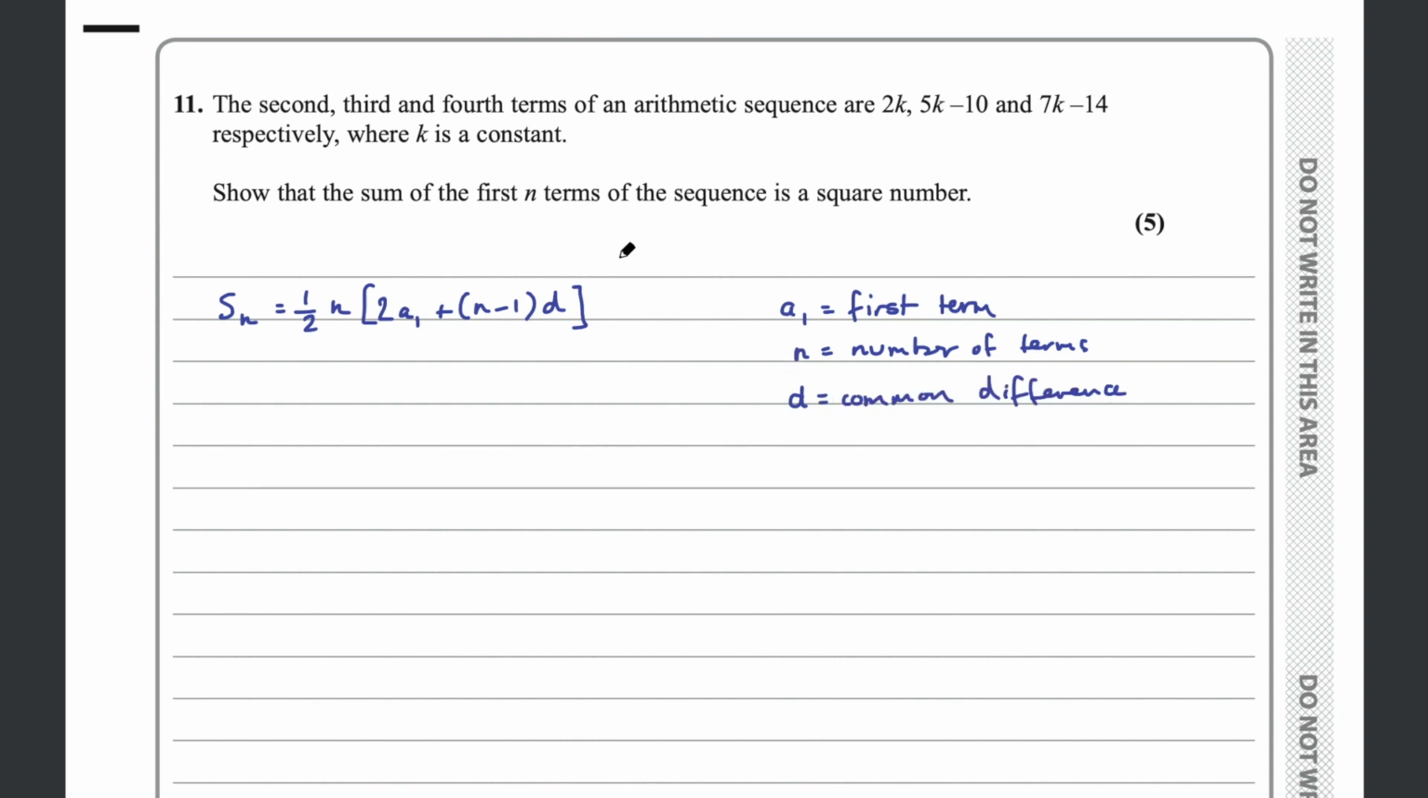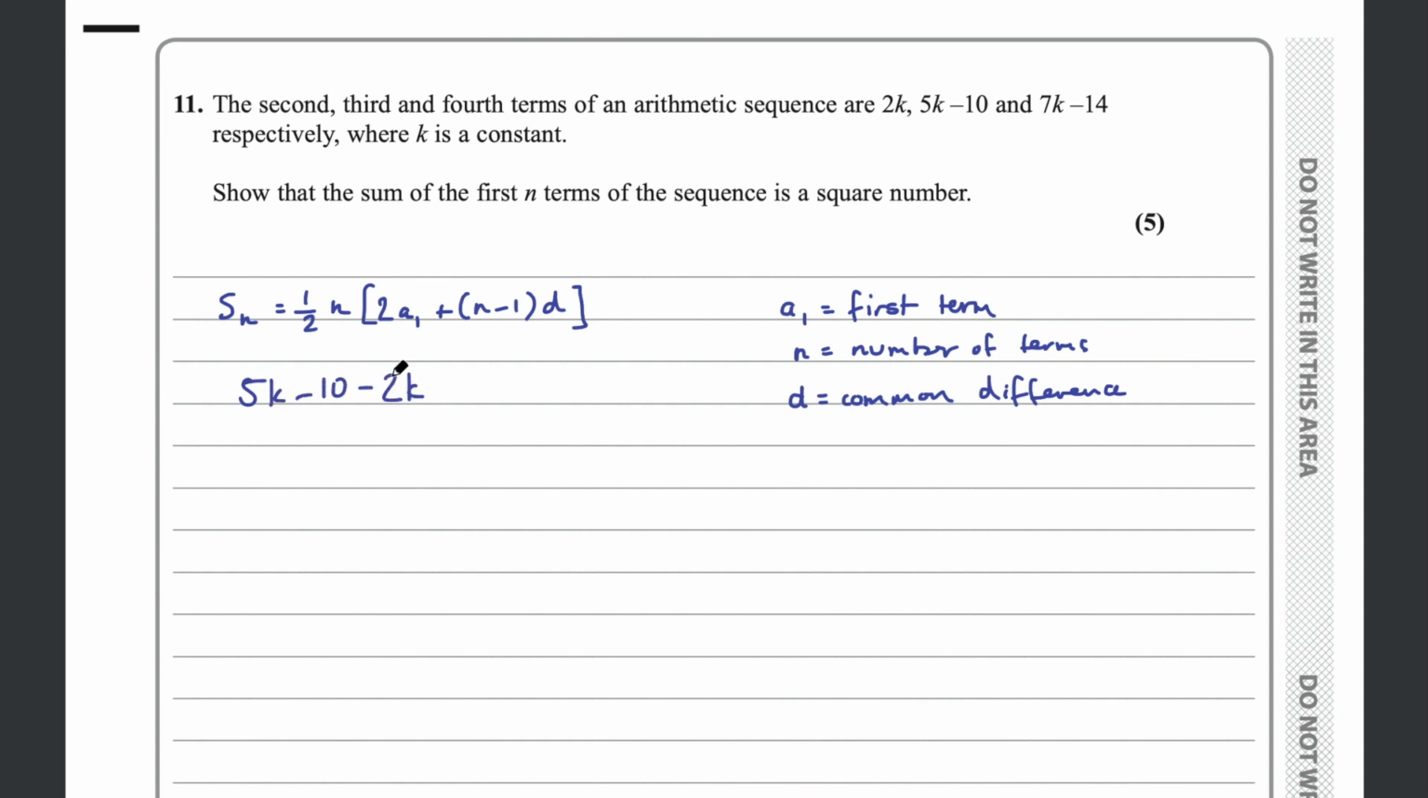Okay, so looking at this formula, hopefully you see there's something we're missing. So there's 2 things we're missing. We don't have a sub 1, and we don't have the common difference between the terms. But we can find that common difference using these terms they've given us. So how do you find the difference between 2 terms? Well, you just subtract them, right? So we can subtract the third and the second term. So 5k take 10 take 2.